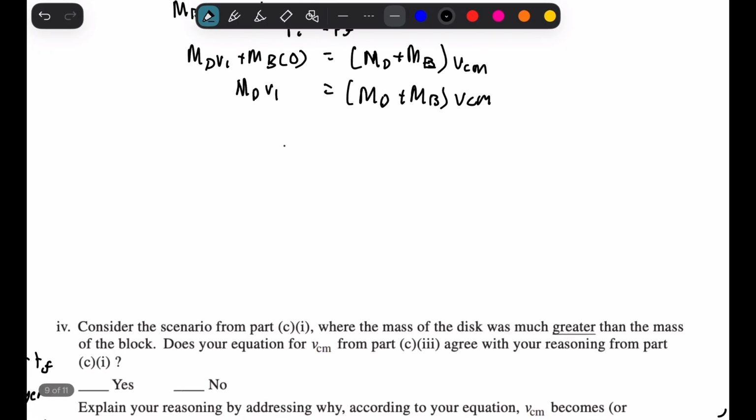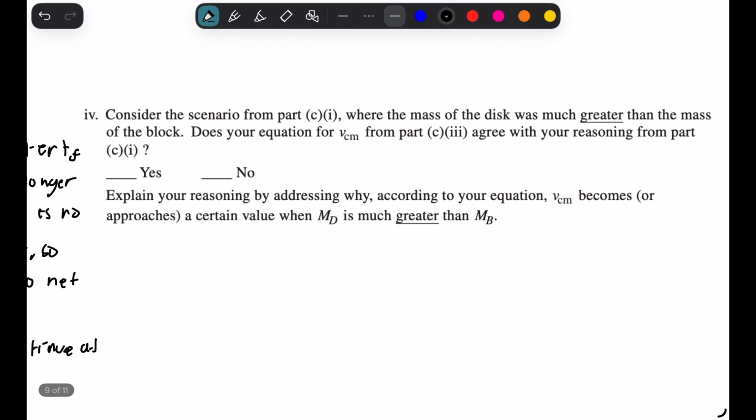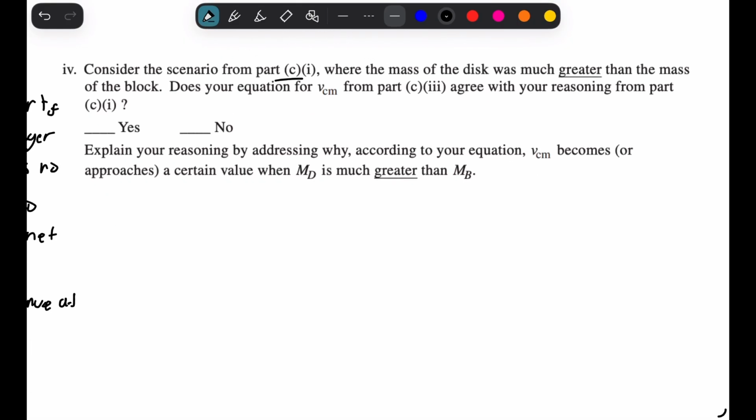Now we just have to solve for our V center of mass, right? So then you have MdV1 over MD plus MB, and that's going to be your expression, right? Now consider the scenario from part C where the mass of the disk was much greater than the mass of the block. Does your equation for V center of mass agree with your reasoning from part C1?